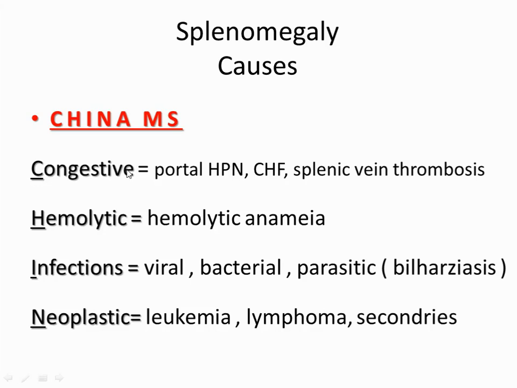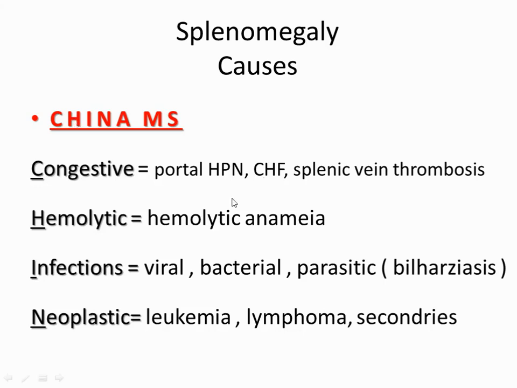By the way, in Egypt the most common cause of splenomegaly is congestive, which is portal hypertension. Portal hypertension is mainly caused by liver cirrhosis, due to hepatitis C or hepatitis B, or bilharzial periportal fibrosis causing portal hypertension. By far, the most common cause of portal hypertension worldwide is liver cirrhosis. So the most common cause of splenomegaly in Egypt is portal hypertension, which is a congestive cause.